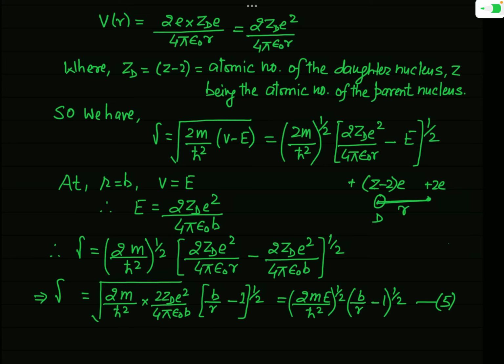And if the distance between these two is r, then according to the electrostatic potential energy formula, V of r will be equal to 2e times Z_D e, where Z_D means Z minus 2, the atomic number of the daughter nucleus, and Z is the atomic number of the parent nucleus. So this is 2 Z_D e squared over 4 pi epsilon naught r.